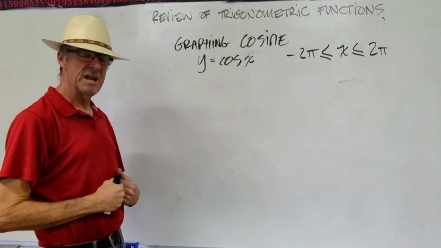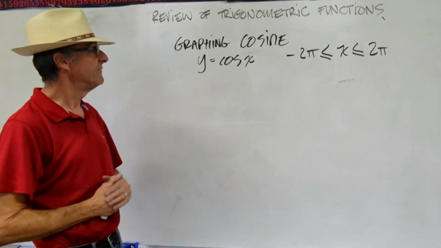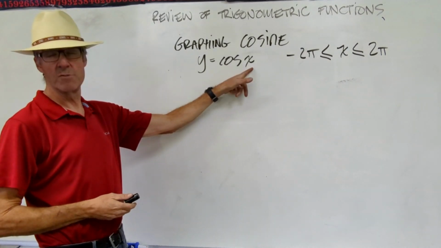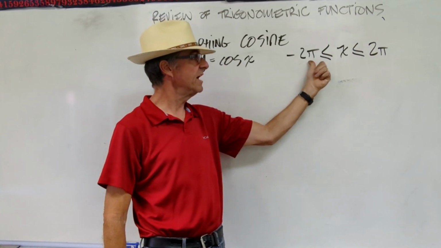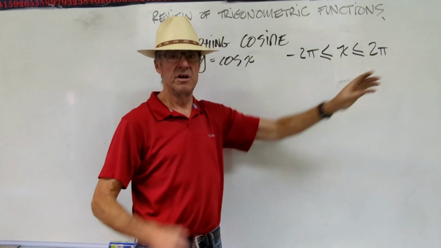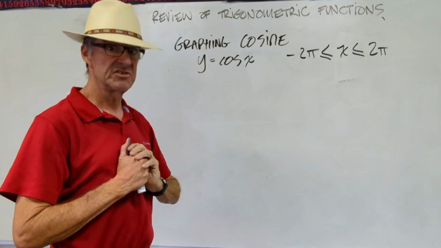All right, now I'm going to have you sketch your cosine graph. So now I've written it, instead of theta, I've put my x in there. Now my range is a little different. We're going from negative 2 pi all the way to positive 2 pi. So pause the video and sketch that graph.